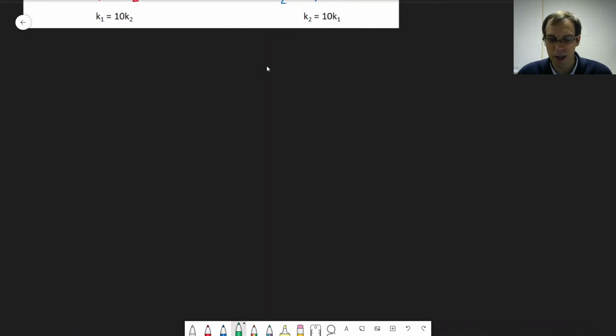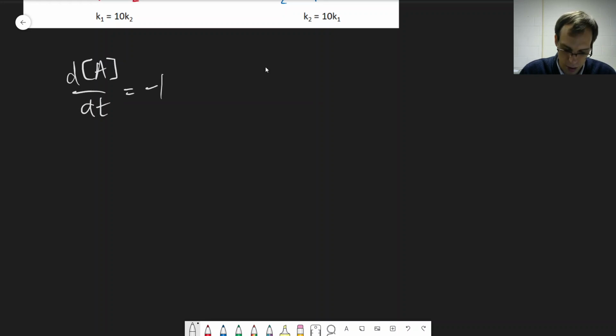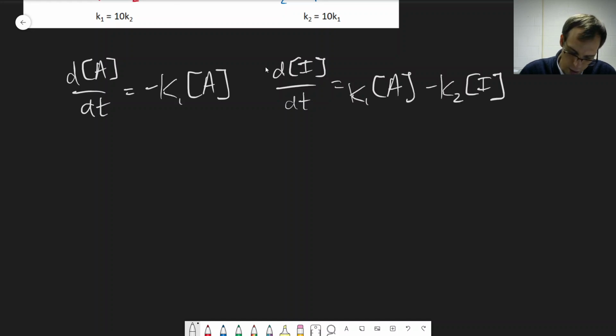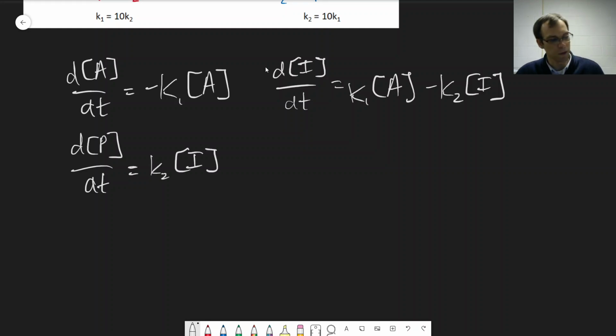Coming back to the rate laws that we could write for this particular mechanism, we have dA/dt. That one's still straightforward. We're losing that according to this rate law. We can write all the same rate equations we had before. So we're gaining I from the first step. We're losing I in the second step. And dP/dt is equal to K2 I. These are the same equations we had before. And the assumption we make here in the steady state approximation is that dI/dt is approximately equal to 0.